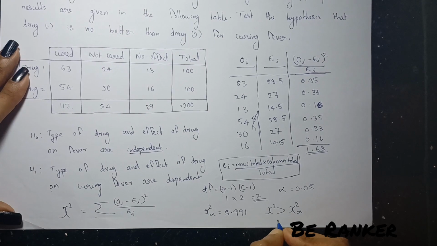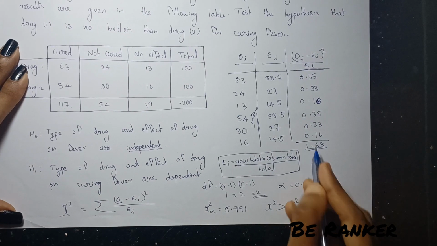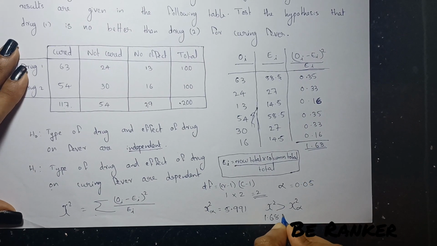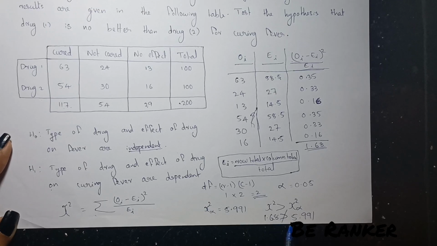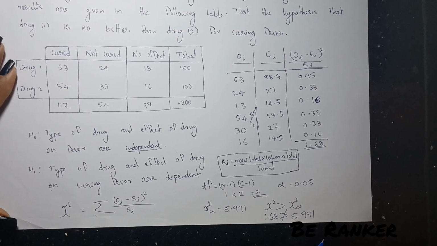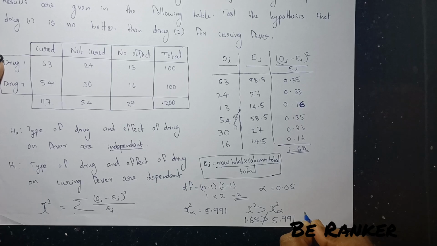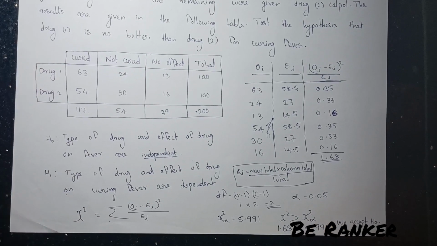So what is the chi-square value? 1.68. Is 1.68 greater than 5.991? This is a false statement. That is, 1.68 is not greater than 5.991. So here we accept H0. We can conclude that type of drug and effect of drug on fever are independent. So we can't say that drug 1 is no better than drug 2 for curing fever. Okay, thank you.